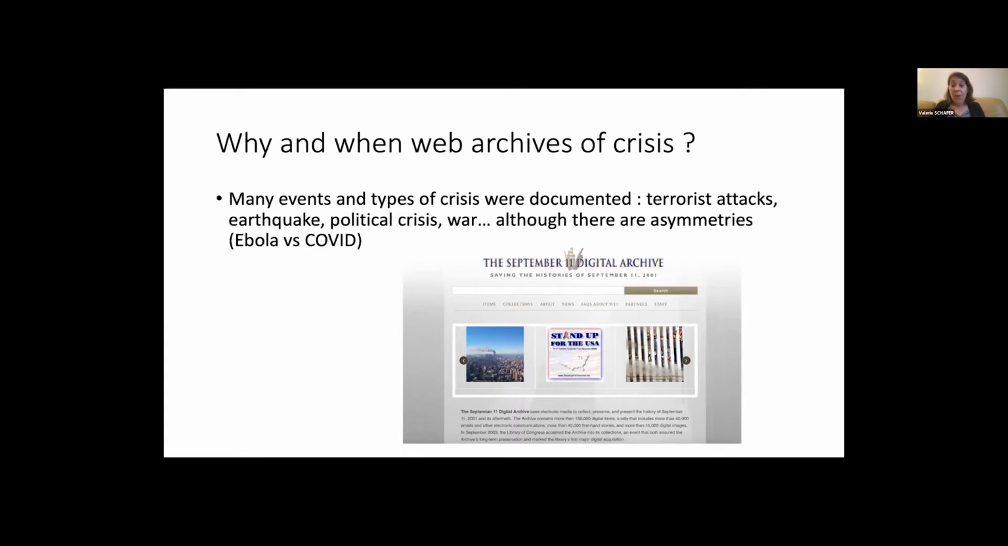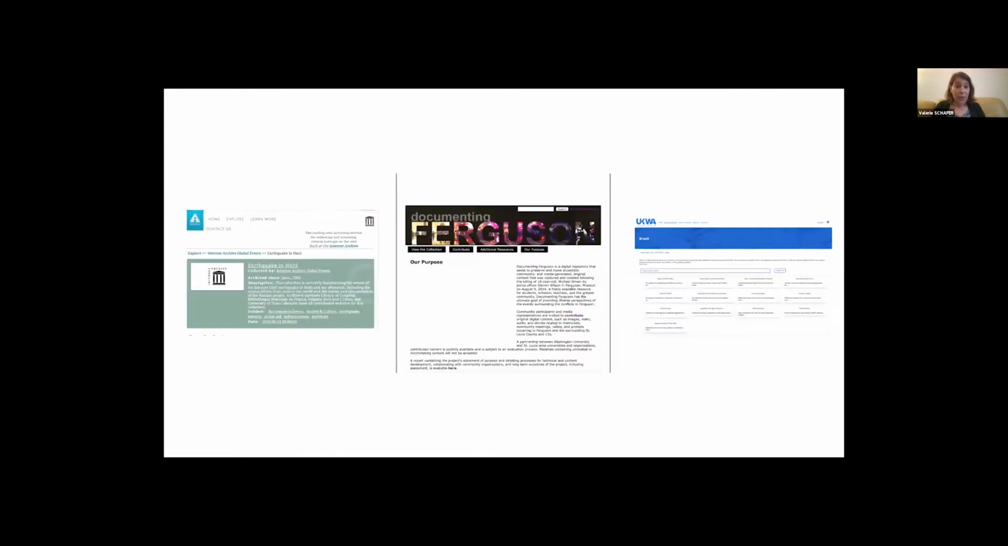I should add also that, for these crises, there is not only born digital heritage, but you also have many other things that may be preserved, of course official papers and so on, but also, for terrorist attacks for example, the tributes to the victims in Paris and in other places were also preserved. So here are a few examples of this kind of web archives of crisis. For example, the earthquake in Haiti in 2010, then documenting Ferguson and the murder of Michael Brown and all the movements that followed, which are also related to Black Lives Matter.